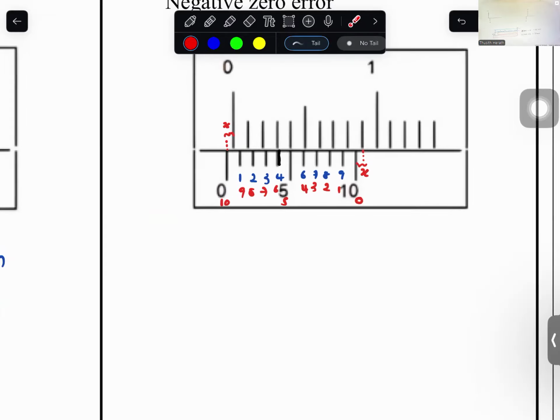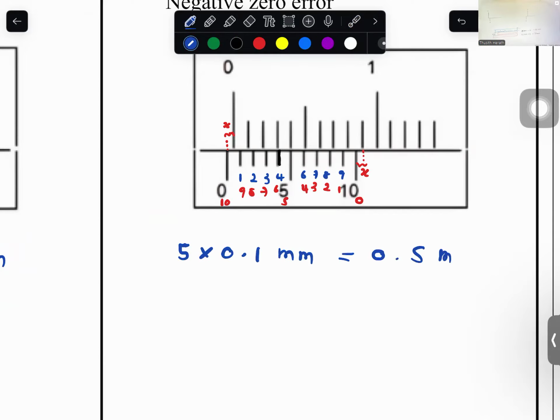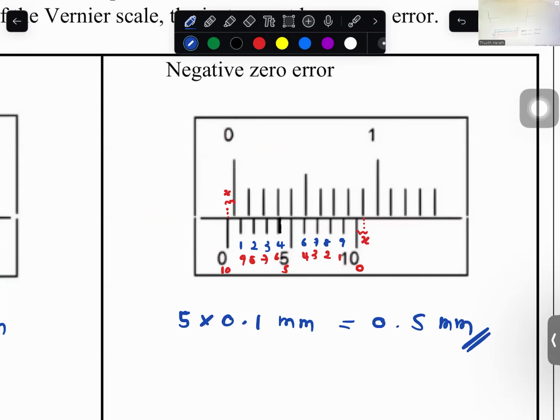So here, no problem. 5 into 0.1 millimeters means 0.5 millimeters, right? But in the diagram, you better number it from the right side also and mark this 5. If you look at the note later, you will realize that you have to count from the right side if it has a negative error, because you can't memorize all these concepts. Here you have to think, if the Vernier scale is going this way, this is the amount it has moved. To measure this amount, you think that this is the 0th line, 1, 2, 3, like that. All the things have a logic.